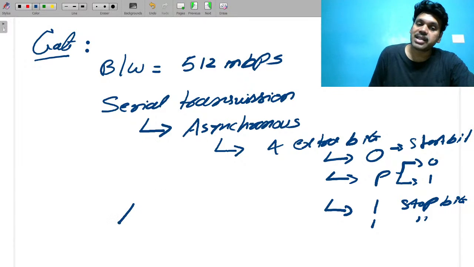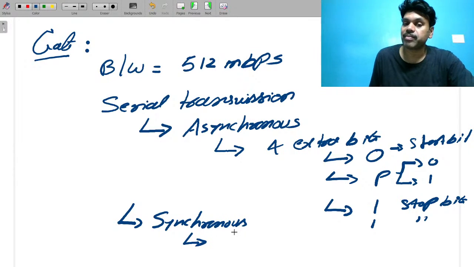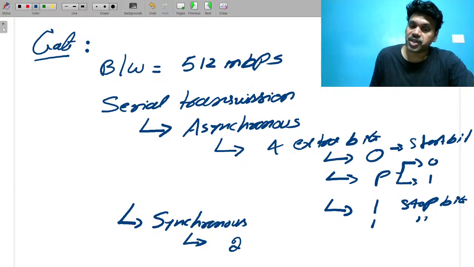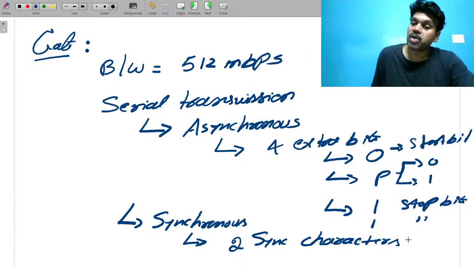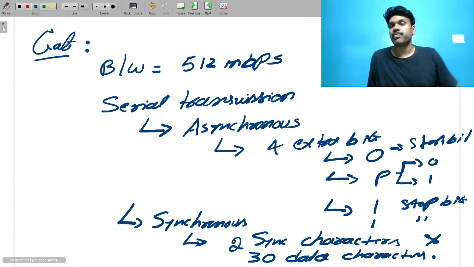And he is asking the second one, which is synchronous. It's not self-synchronized. Sender has to make a syncing. He is using 2 sync characters followed by 30 data characters. I can send any number of data characters in a longer frame, and the data is transmitted.